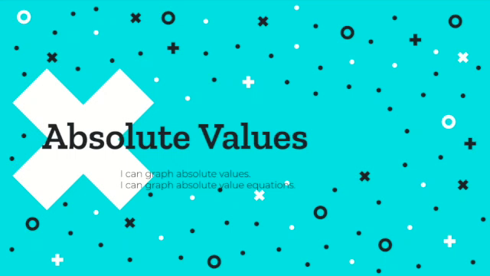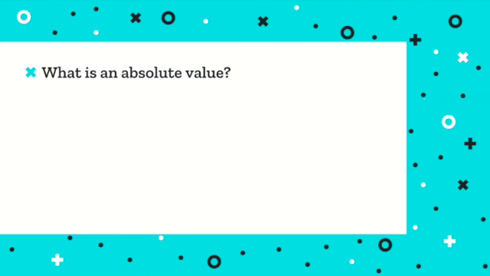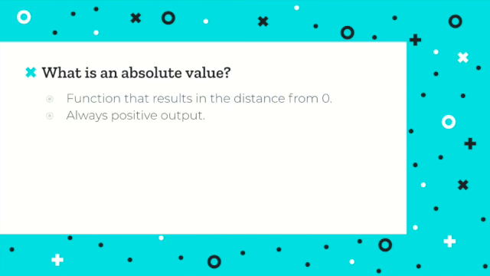In today's lesson, we're going to talk about absolute values. So what are absolute values? Well, they're a function that results in a distance from zero. They're always positive. Let's take the number -7. If we take the absolute value of -7, it gives us +7. So therefore, absolute values are a function with an output.